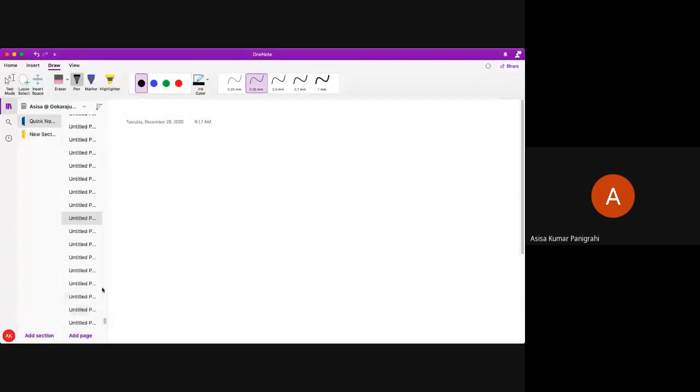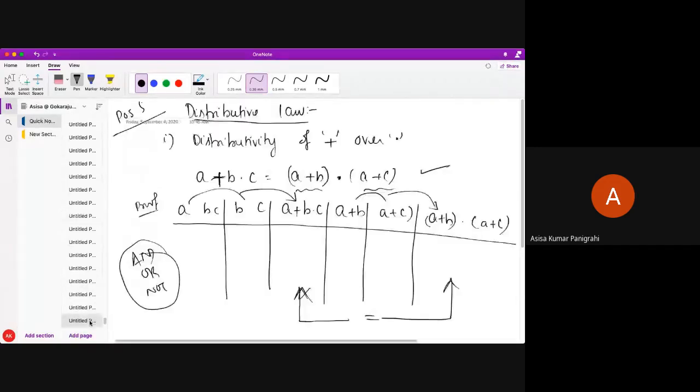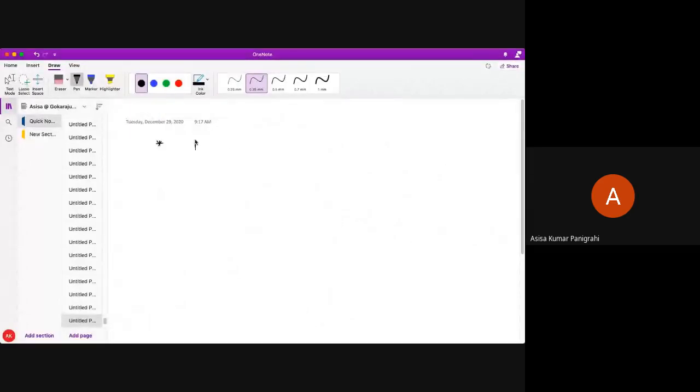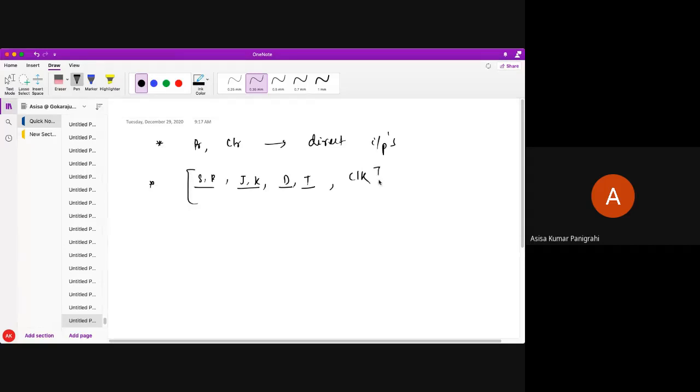One more important thing I have to tell you before that. Preset and clear are called direct inputs. Next, another important point: whatever may be the output of the flip-flop, SR, JK, D, T, there are actual inputs of the flip-flop. For the SR flip-flop, these are the actual inputs. For the JK flip-flop, D flip-flop and T flip-flop, these are the actual inputs, along with the clock pulse.